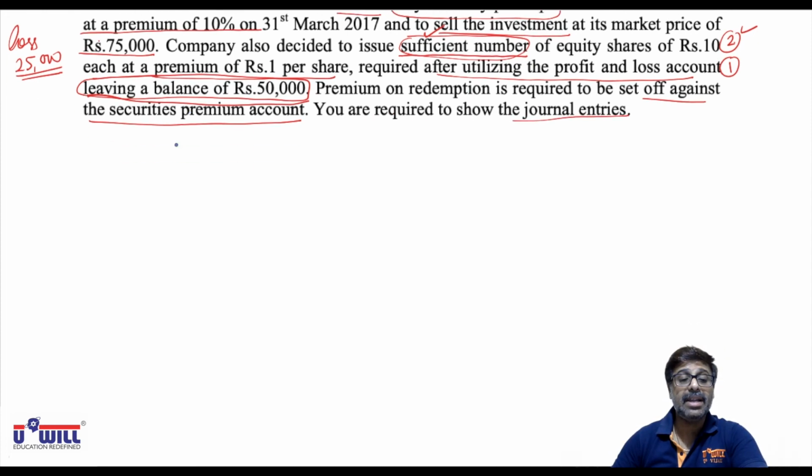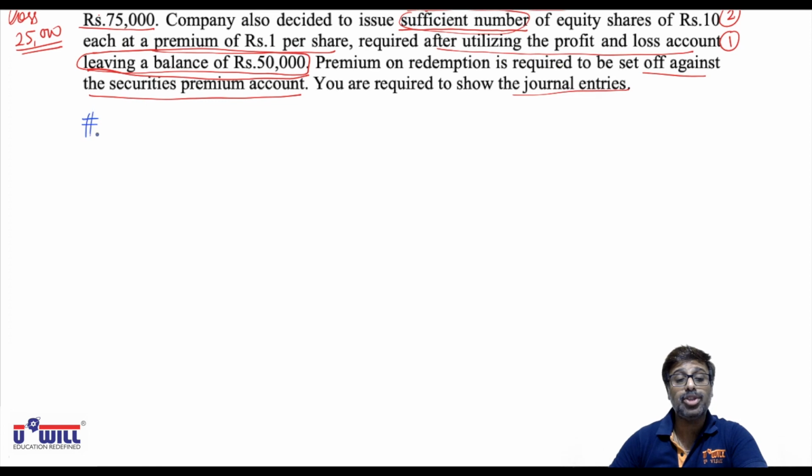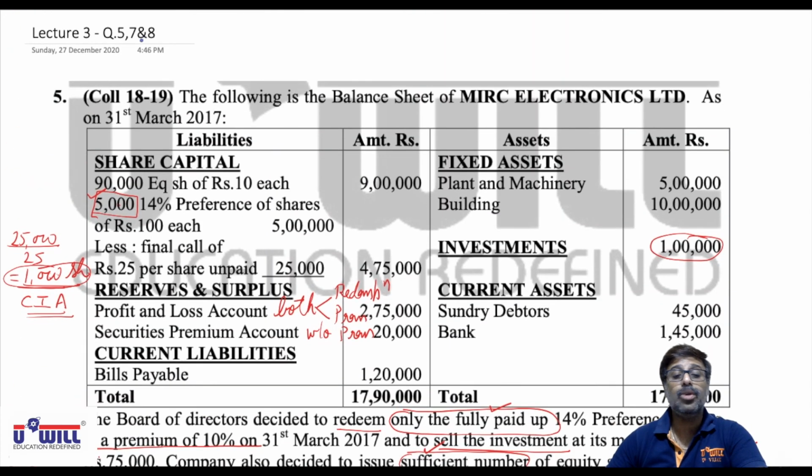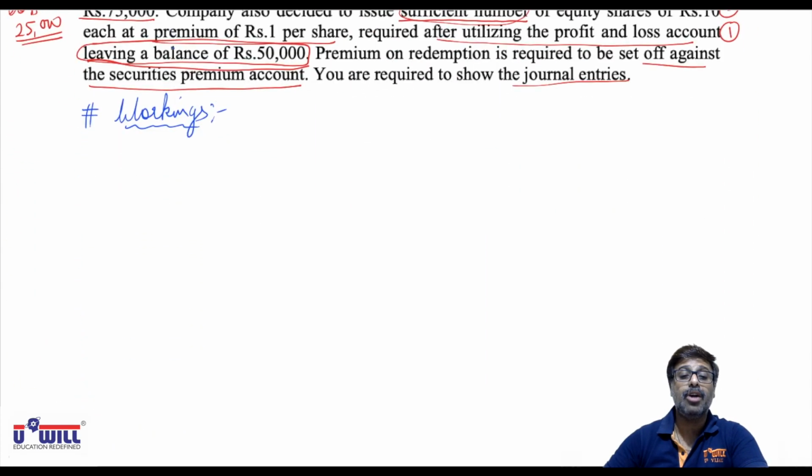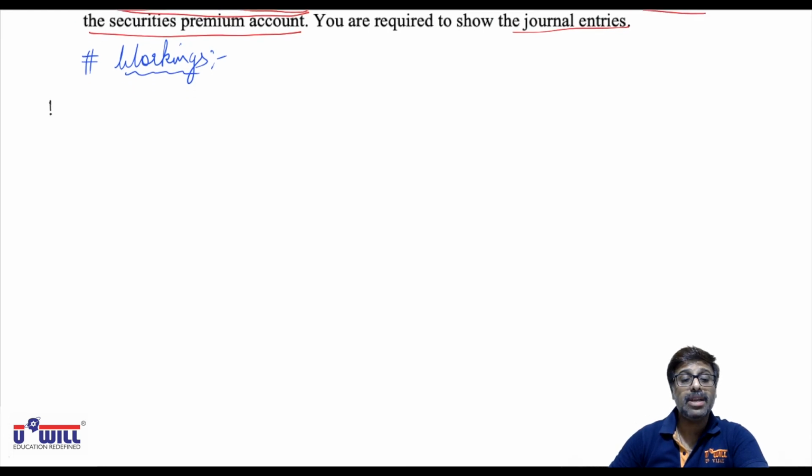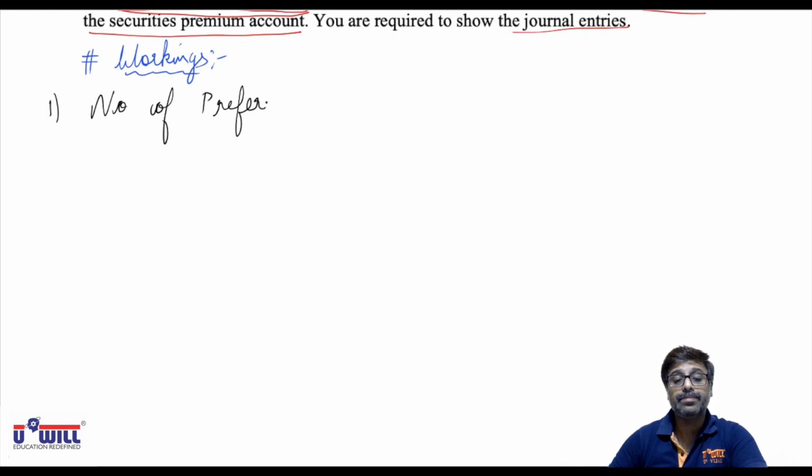So first we will make the same workings that we have done in question number 2 and question number 13. Understand it properly. Today all the three questions we are doing are similar. So two questions I'll solve on the screen and one you have to try on your own. How did we used to make the workings? Very first we start with the number of preference shares to be redeemed.